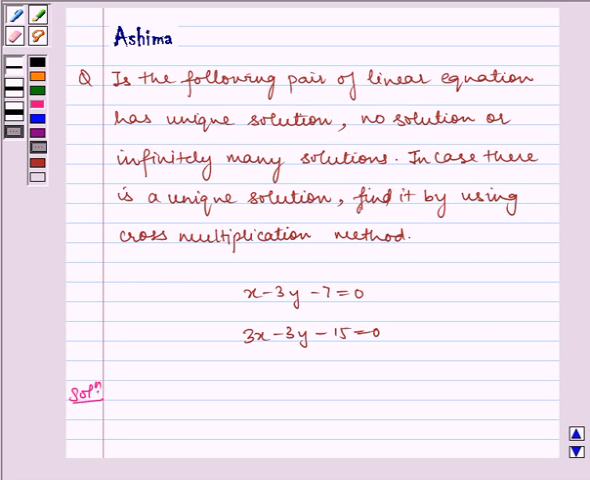Let us discuss the following question today. Does the following pair of linear equations have a unique solution, no solution or infinitely many solutions? In case there is a unique solution, find it by using the cross multiplication method. We have x minus 3y minus 7 is equal to 0 and 3x minus 3y minus 15 is equal to 0. Now let us write the solution.